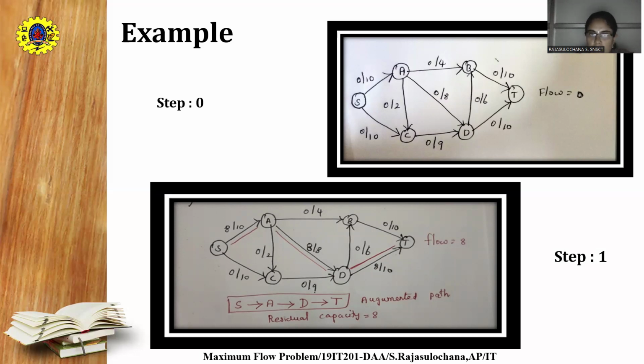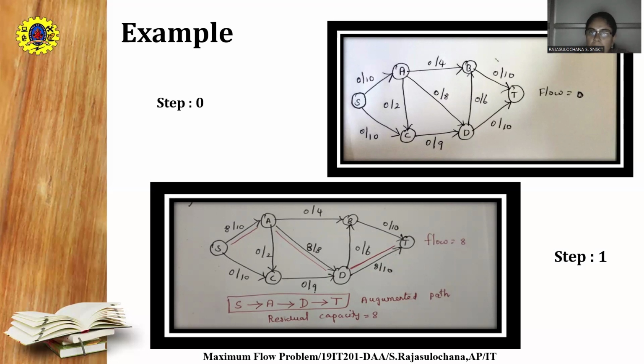Initially the flow is equal to 0. Now I am choosing the augmenting path which is S, A, D and T. In this path, from S to A the capacity is 10, and from A to D the capacity is 8. And from D to T, the capacity is 10. Of these three capacities, 8 is the minimum. So this minimum capacity is chosen as the flow. As the flow should be less than or equal to capacity, I have to choose the minimum capacity as the flow for all the edges in the augmenting path.